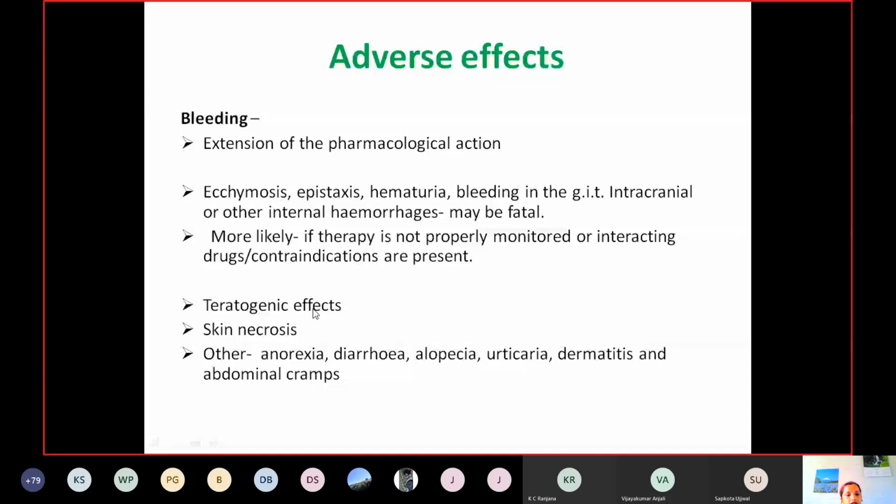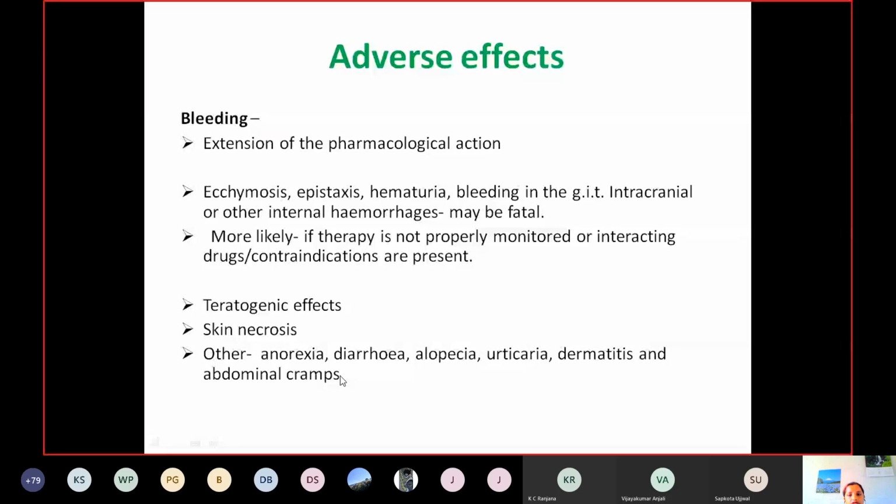Teratogenic effect: because it can easily cross the placental barrier, it has a teratogenic effect on the fetus. So it should not be given; it is contraindicated in pregnancy. Skin necrosis is also a common complication of warfarin. Others include anorexia, diarrhea, alopecia, urticaria, dermatitis, and abdominal cramps. These are the minor adverse drug reactions of warfarin.